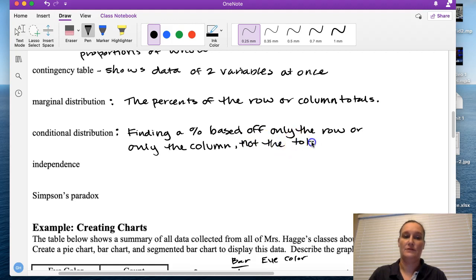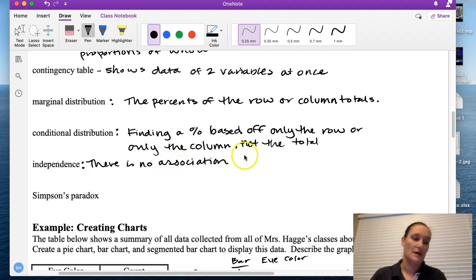All right, so when you're finding a marginal distribution, you're still dividing each row or column total by the total of the table. The conditional distribution, you're not dividing it by the total of the table anymore. And we'll do an example that will talk about that. Independence is that there is no association or link. A lot of times we talk about one causing the other, that sort of thing, but there's no association between the variables.